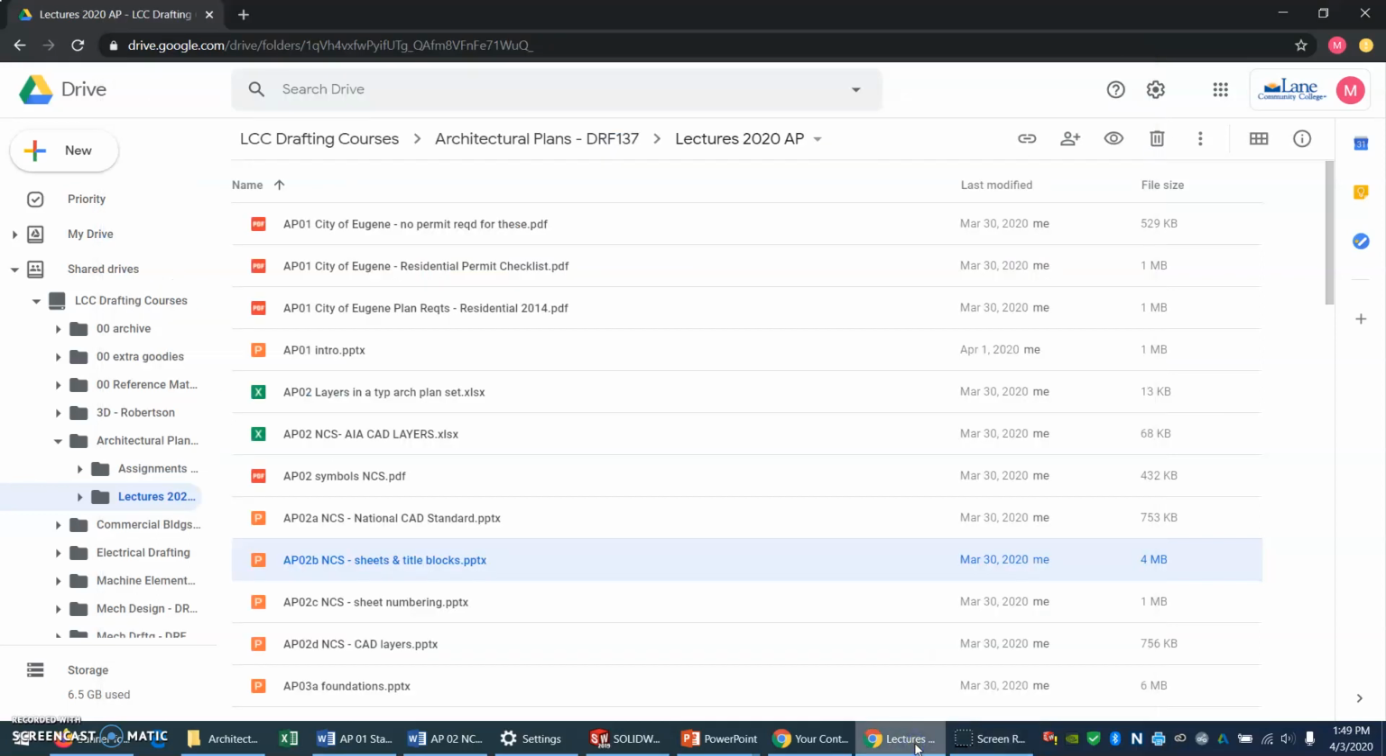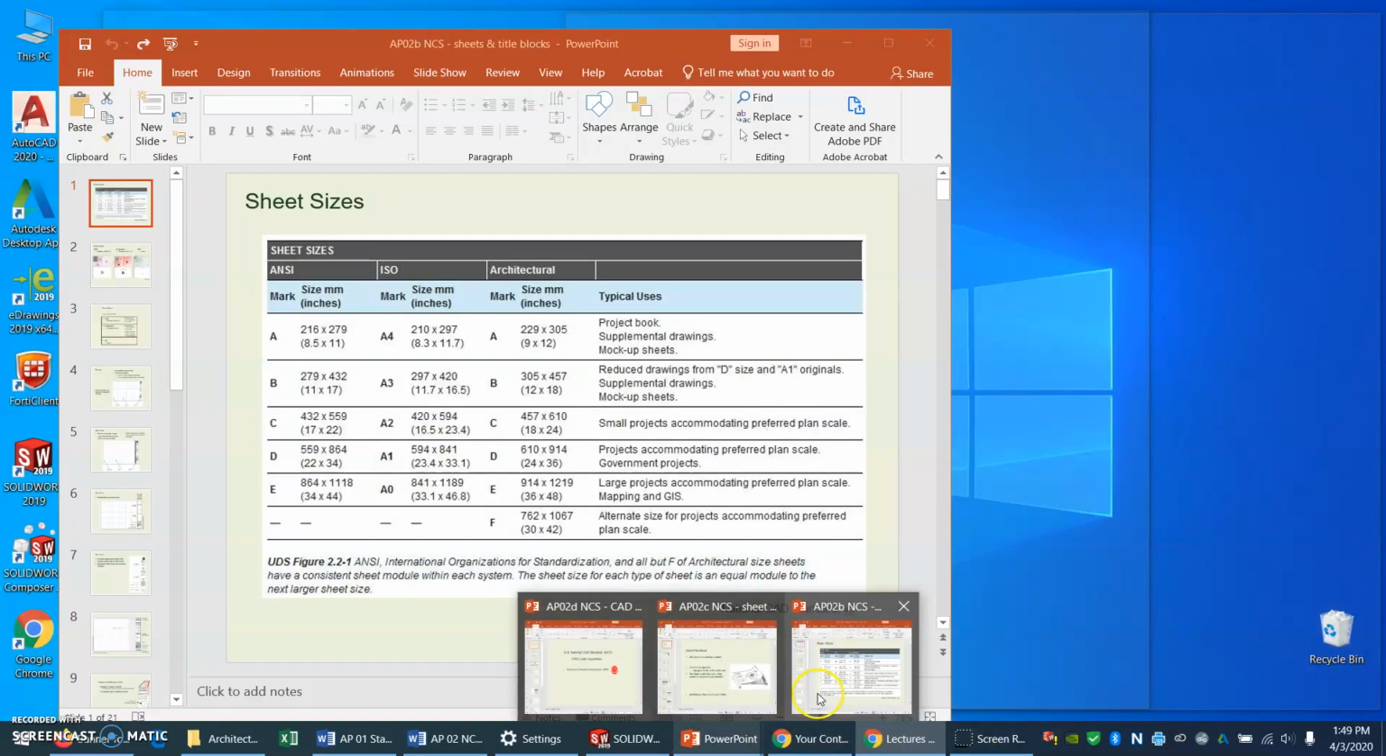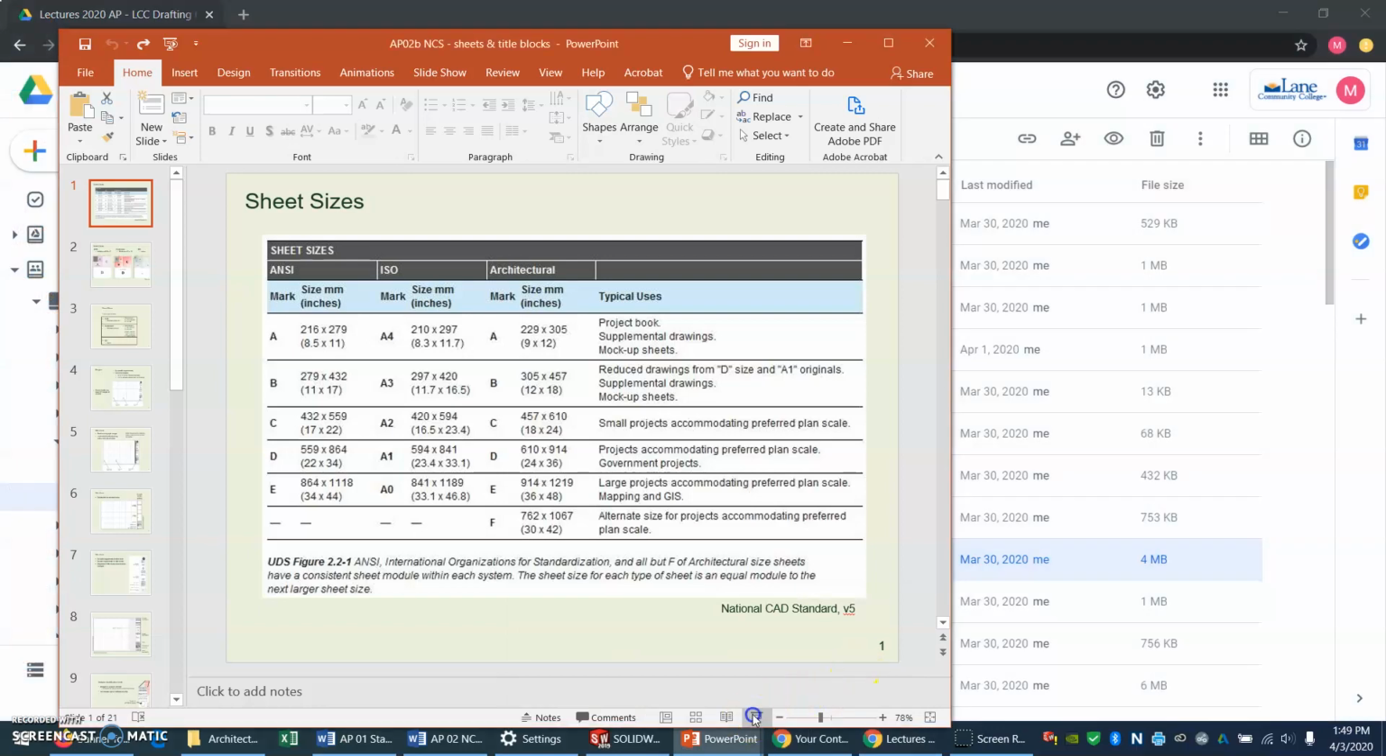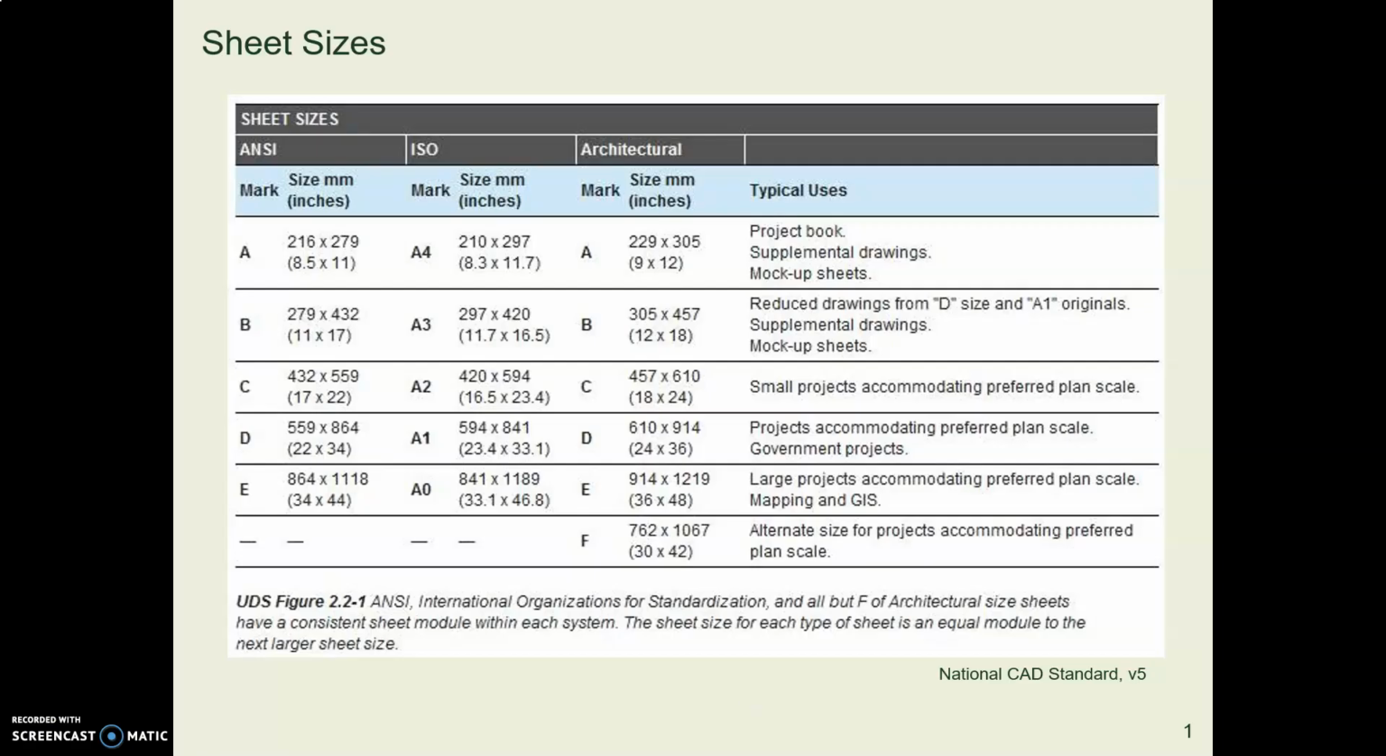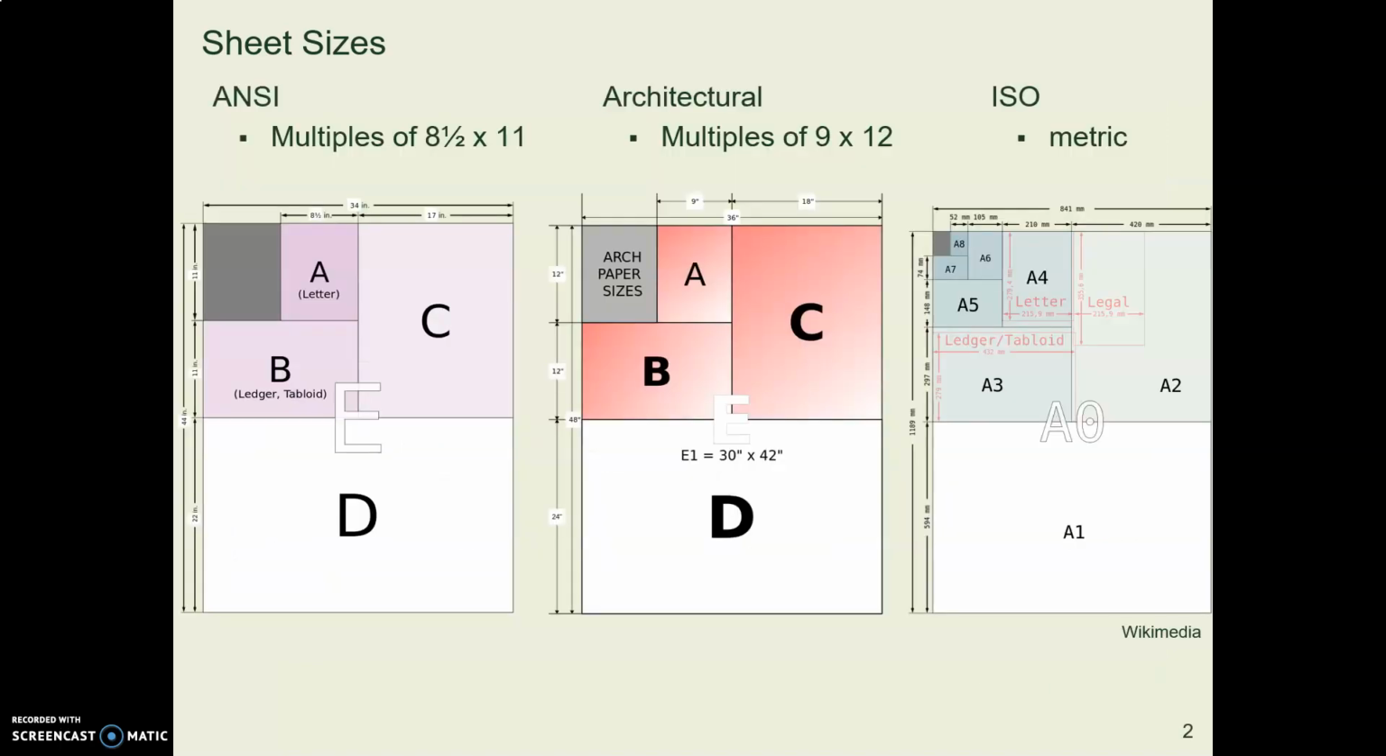Now let's go look at this PowerPoint lecture in our shared drive that talks about sheet sizes and title blocks. So that's number 2B, and I will pull that up here. This National CAD standard gives us standard sizes and shapes of pieces of paper, and the American standard follows ANSI. It's very similar to the ISO standard. ISO is metric, ANSI is inch, and then I'll mention a word about architectural in a second.